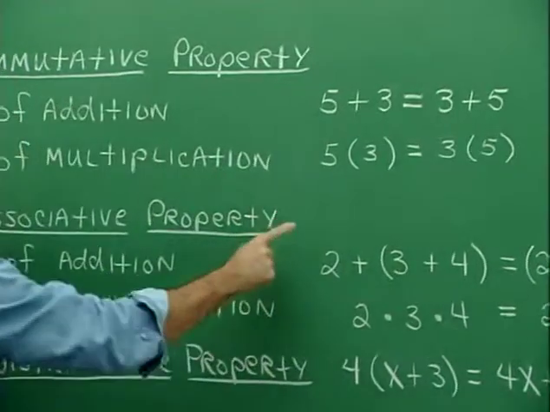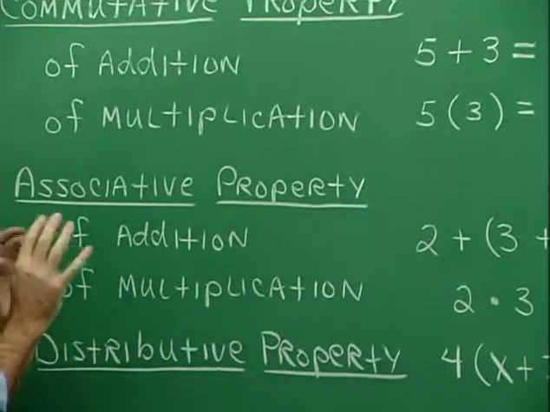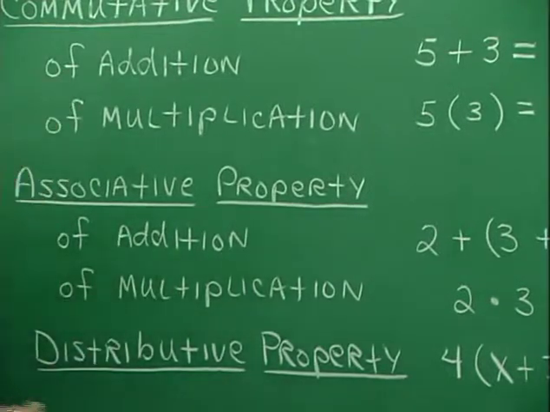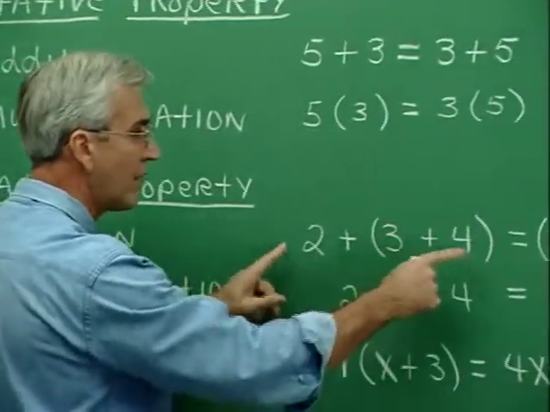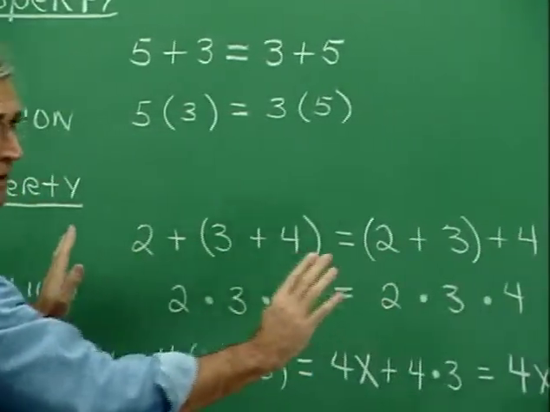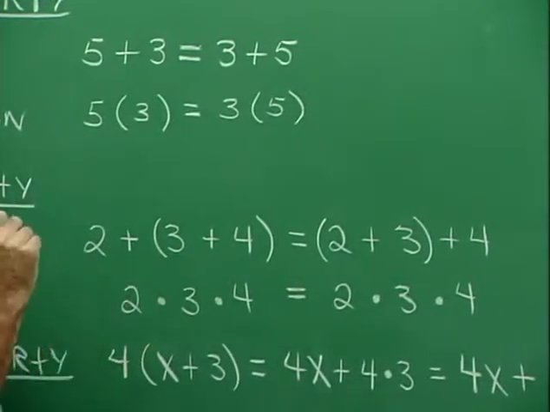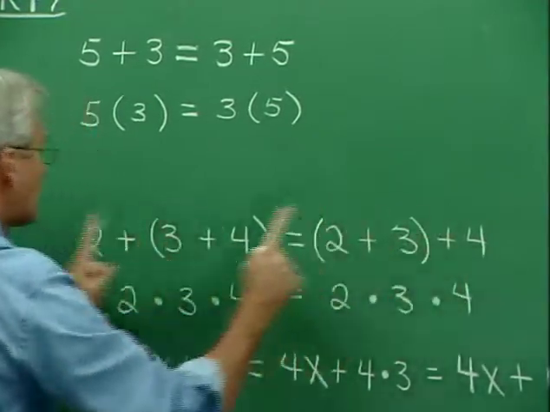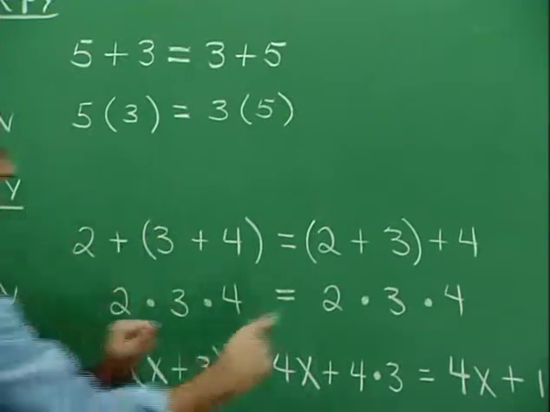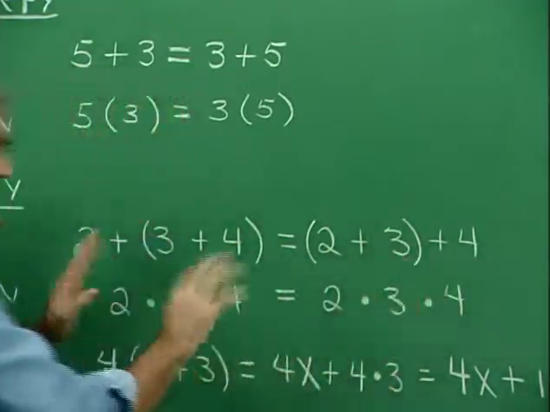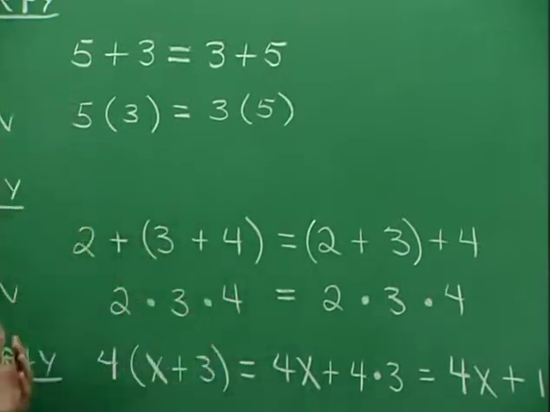Now, the associative property, on the other hand, has to do with the association of the numbers that are involved under a certain operation. The associative property of addition is illustrated this way. If we're adding 2, 3, and 4, we can add any 2 of them that we want to begin with. That's basically the idea. 3 and 4 can be added before we add the 2, or we can add 2 and 3 first and then add the 4, and it doesn't make any difference. So we are just changing the association of the numbers under this property.